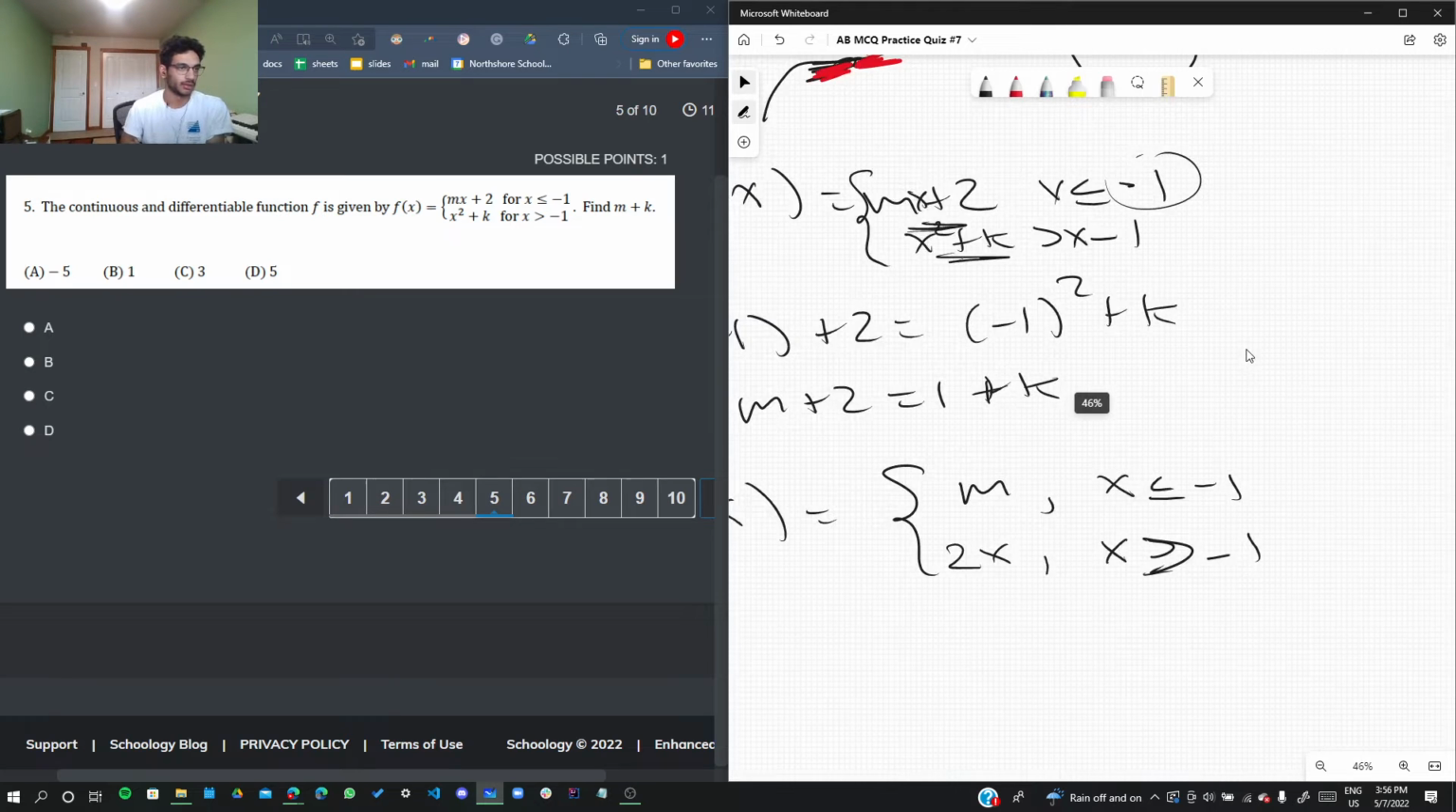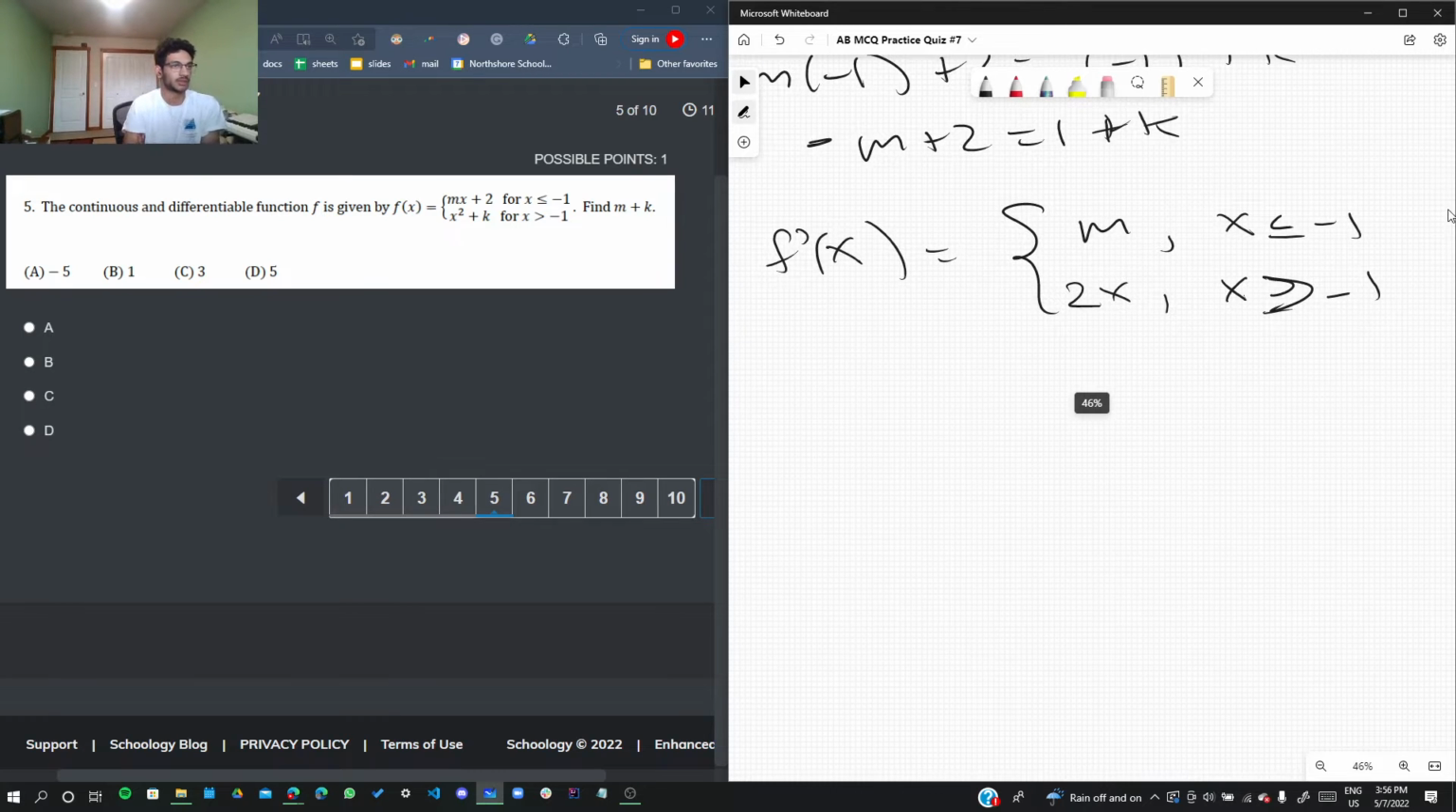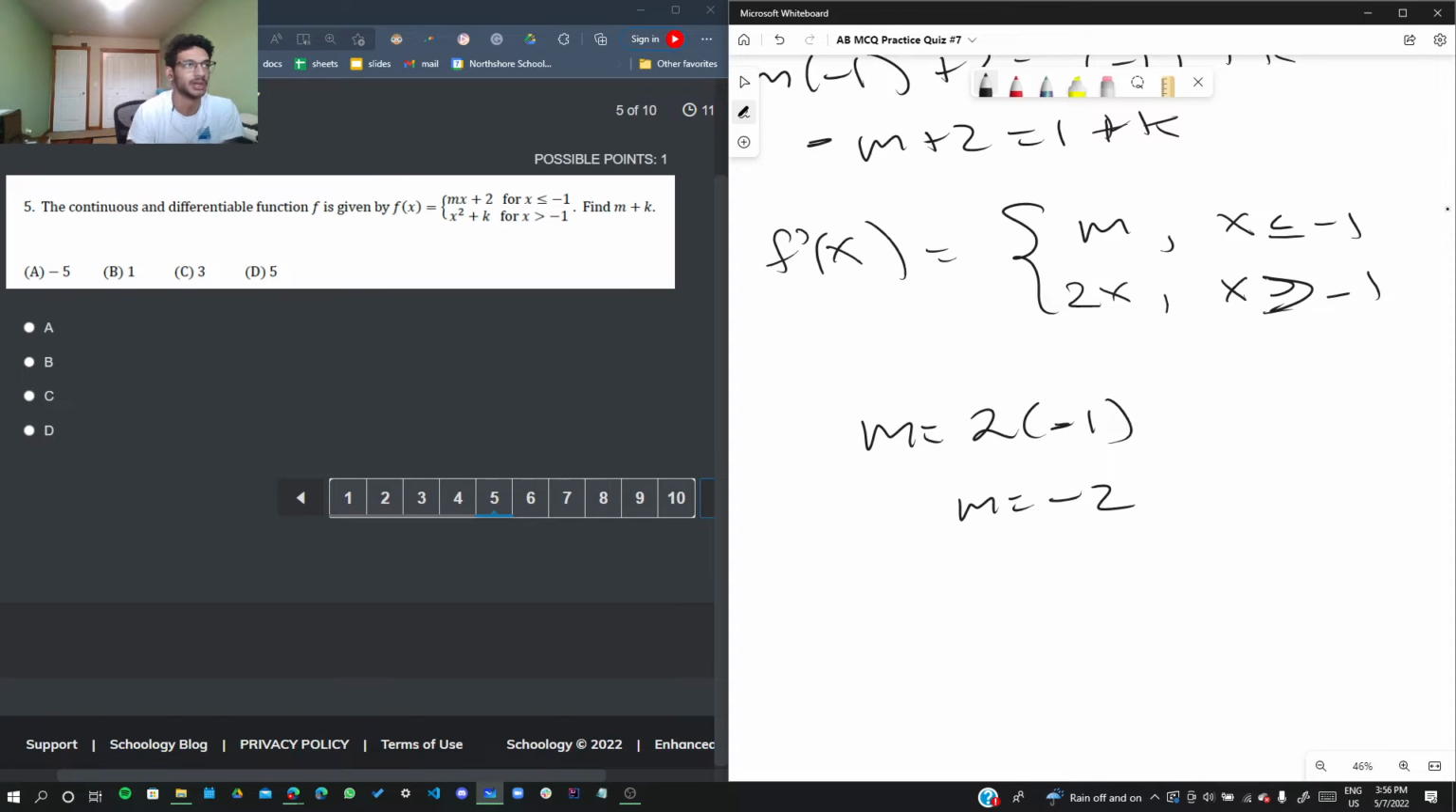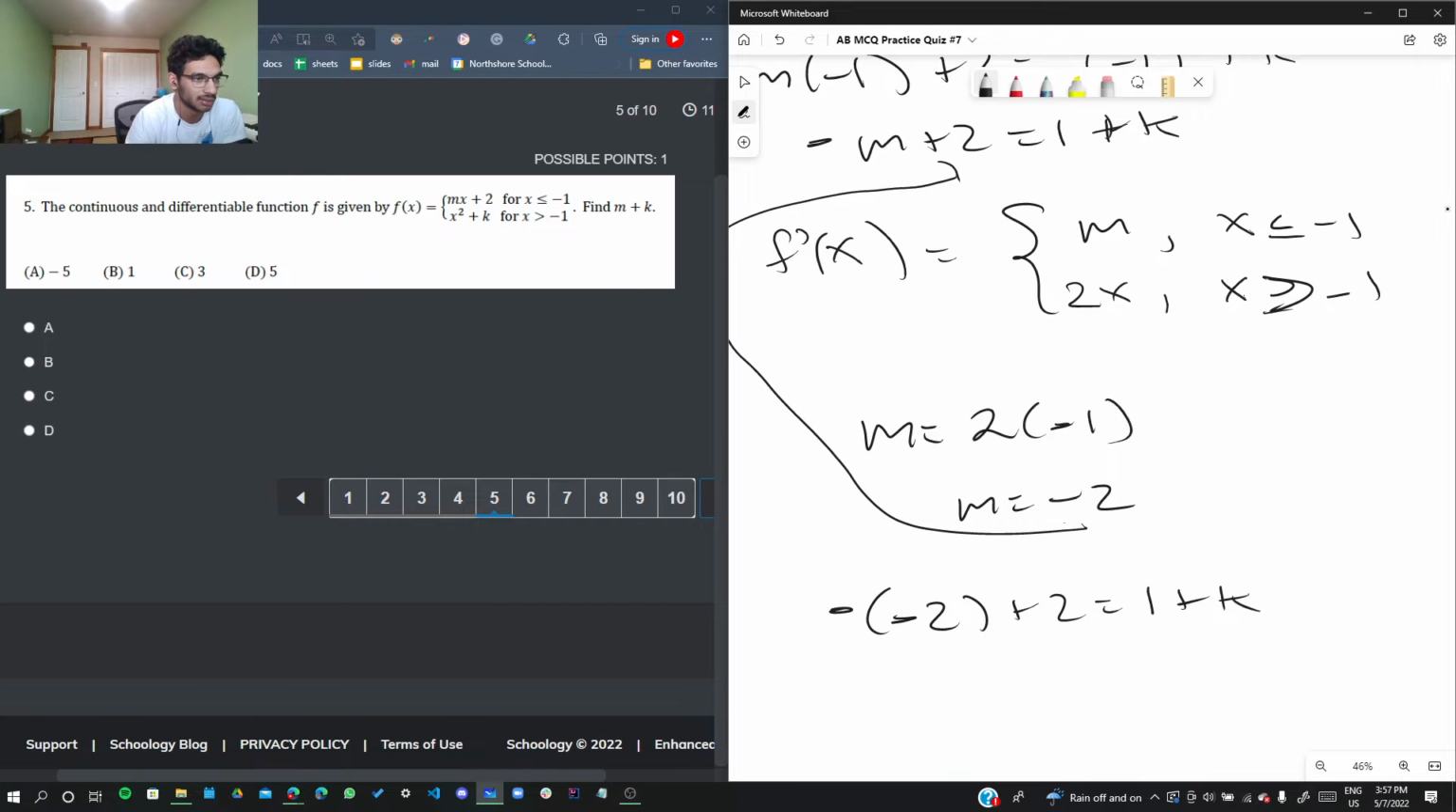So m is going to be equal to, I mean, there's no x here, so it's just a constant m. And then here it's going to be 2 times -1. So m is just equal to -2. Now we plug -2 into here. So -2 plus 2 is equal to 1 plus k. Now we're able to solve for k. So this is 4 minus 1, so k is equal to 3. Then m plus k is -2 plus 3, which is equal to 1.